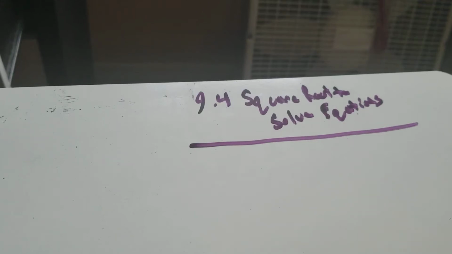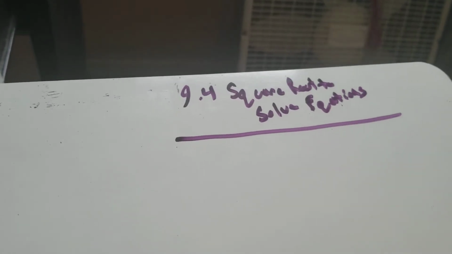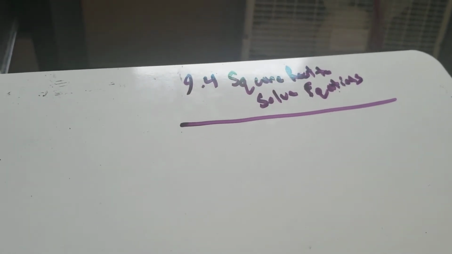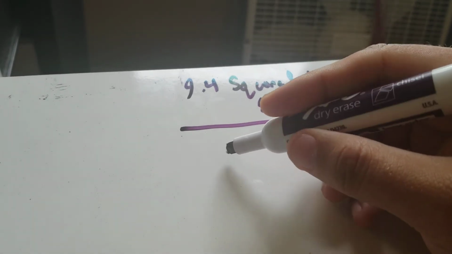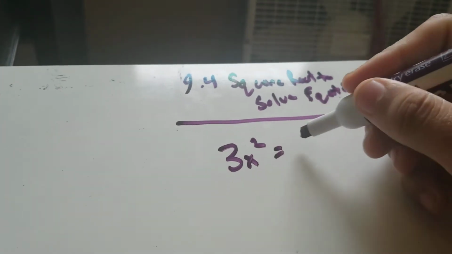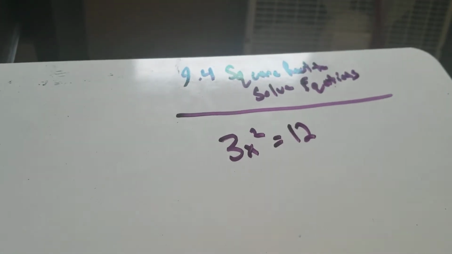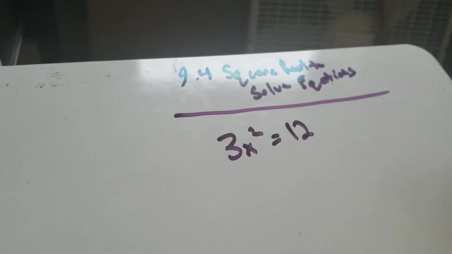Hey Algebra 1, today we're going to do 9.4, solve equations using square roots. Now I don't remember in class if we've done this before, so I'm going to teach you as if we never have. But sometimes we'll have a situation like this, a very basic one. Let's do 3x squared equals 12, let's say. Every time you have an equation, you basically always ask to find x.